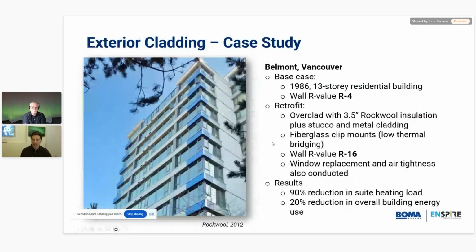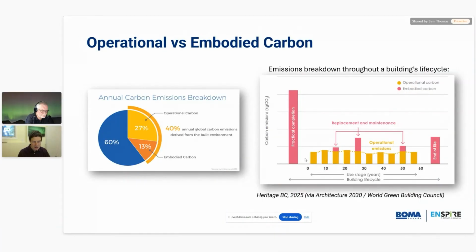Really good case study here, a building in Vancouver where they went from R4 to R16 through exterior cladding, and achieved a 90% reduction in suite heating load. This is a residential building, an apartment building, and a 20% reduction in overall building energy use. So we do need to think about the life cycle impact of the carbon associated with these retrofits.